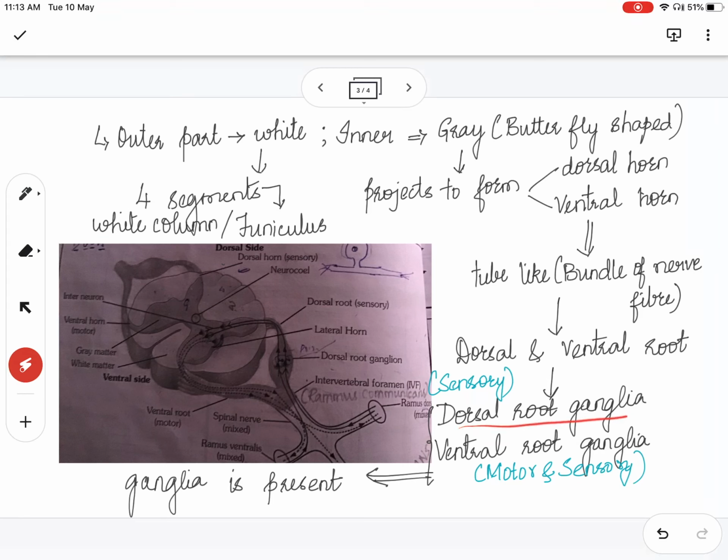Dorsal root ganglia, they are sensory, already it has been mentioned over here, and ventral root ganglia, they look after either mixed, or motor or sensory in nature. Majorly it is of the motor one, or you can also say it as mixed in nature. Okay, this is one part. Over here itself I'll be telling about the reflexes of two categories.